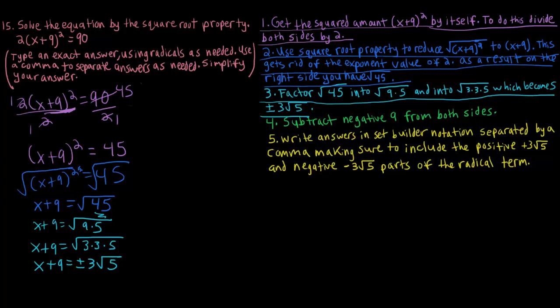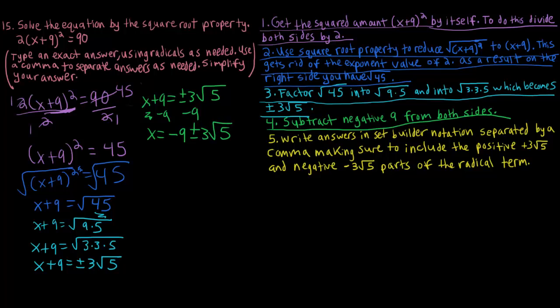Now for step 4, we want to subtract 9 from both sides. So we have x plus 9 equals plus or minus 3 square root of 5. Again, we're trying to get x by itself, so subtract 9 from both sides. x equals negative 9 plus or minus 3 square root of 5.